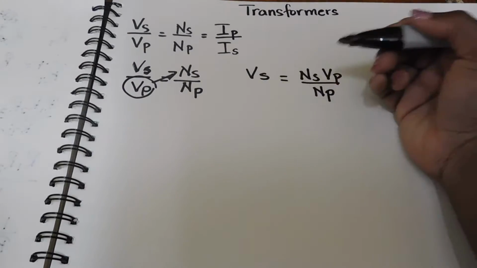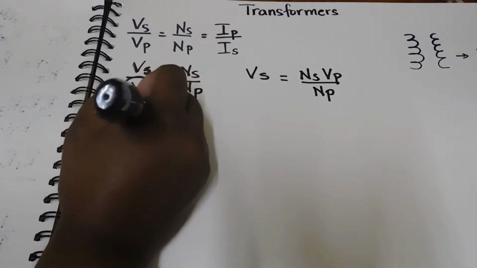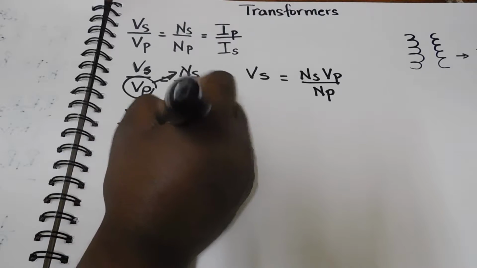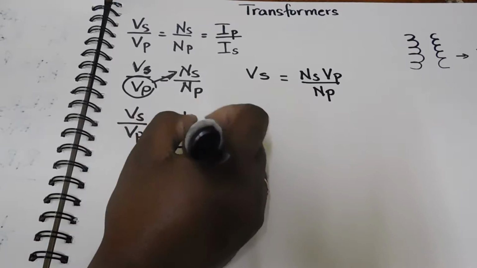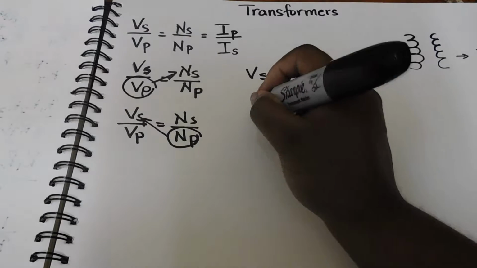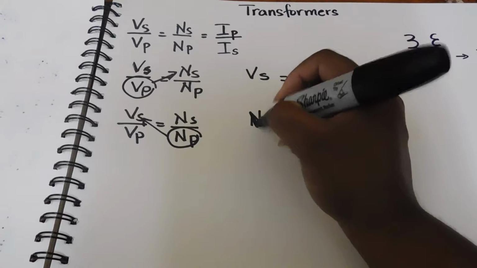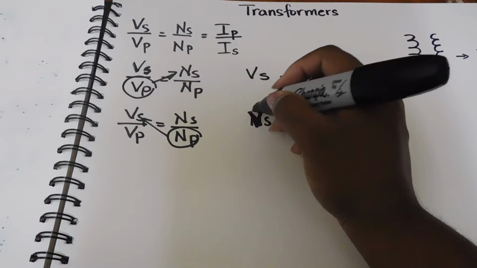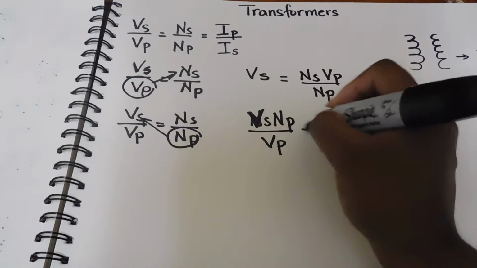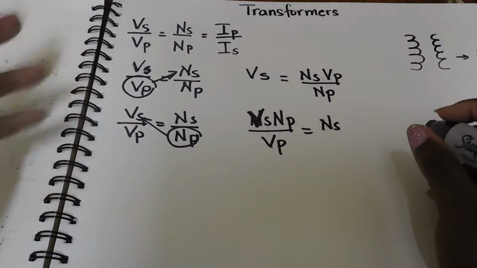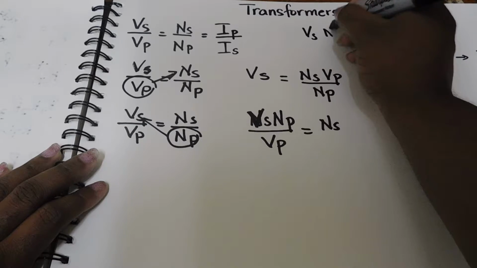Now suppose you wanted to solve for NS. You have VS over VP equal to NS over NP. If you want to solve for NS, you just move this up. So therefore, NP over VP is equal to NS. So you just turn it around. So we already solved for VS and we already solved for NS.